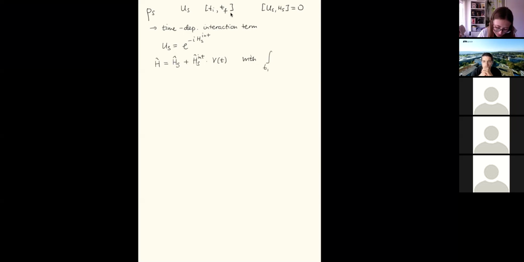So if we integrate v of t from ti to tf, we get 1. Essentially, this is our way of saying that this interaction is only going to be implemented from the time ti to the time tf, because we only want to implement our unitary in this time interval. And this is called a normalized pulse.